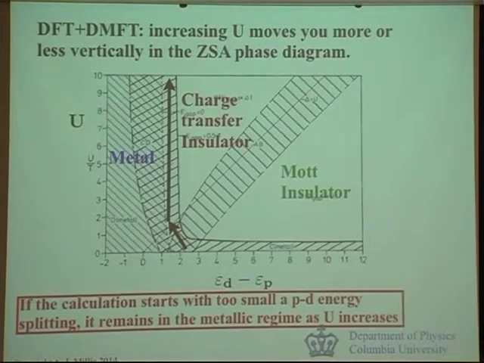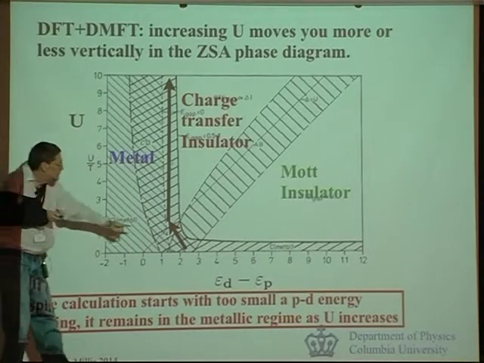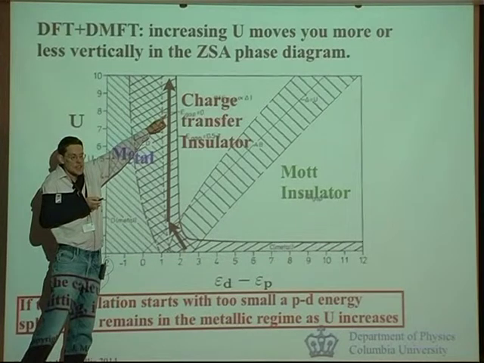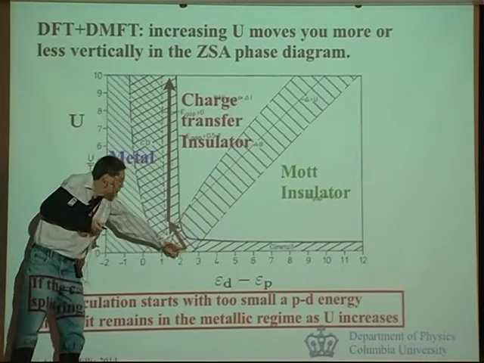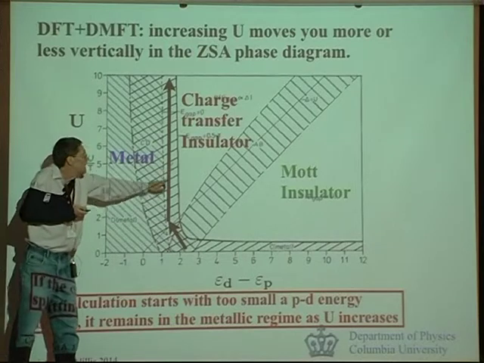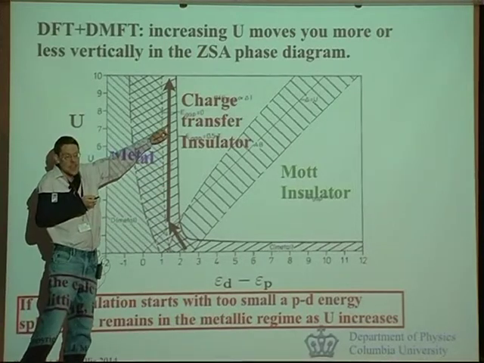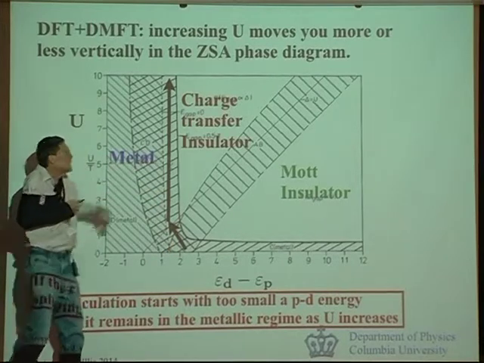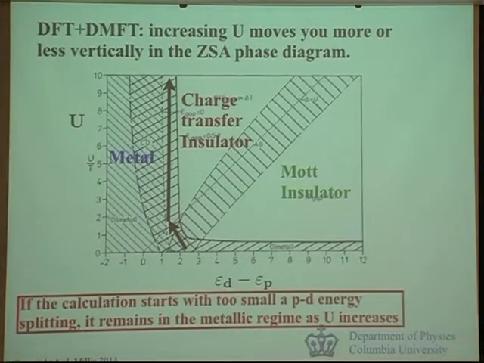So what that means, if you go back to the Zaanen-Sawatzky-Allen phase diagram, is that as you turn on interactions, what this DFT plus DMFT theory is doing, with full charge self-consistency, is saying that the material follows approximately this trajectory, keeping the renormalized PD splitting essentially the same independent of U. And for many of the materials, such as lanthanum titanate, yttrium titanate, lanthanum vanadate, sitting on the metallic side of the phase boundary. So that's what the theory does.